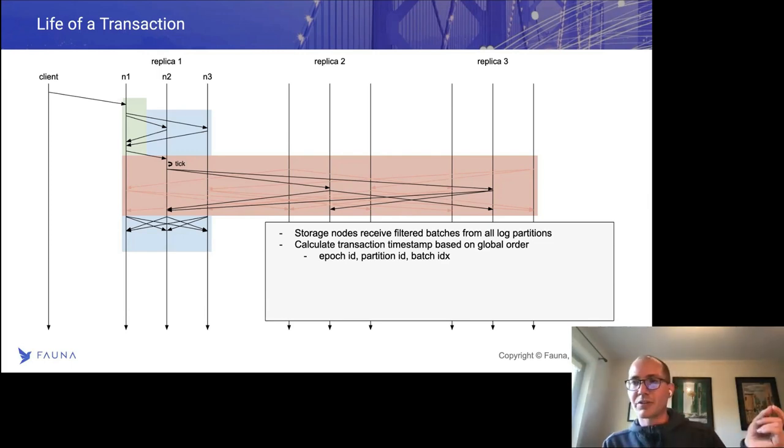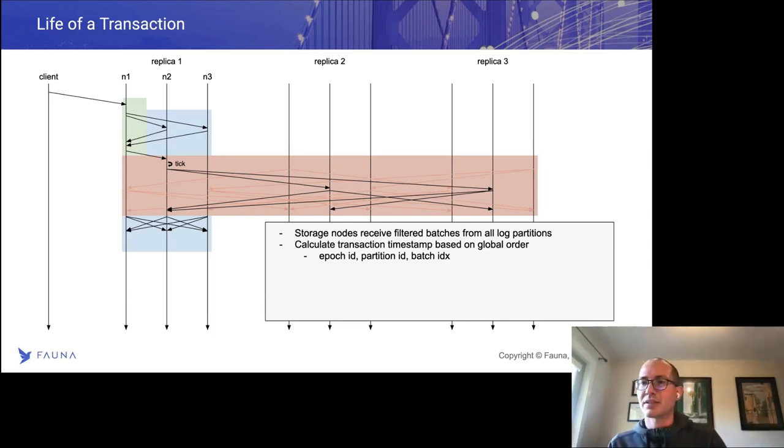So once a storage node has a filtered batch for a given epoch from every log partition, at that point it can actually generate a transaction timestamp for each transaction that it's going to apply. At the sequencing stage, we take transactions in that order, and then we sequence them based on the keys the transaction touches. Two transactions that don't have any key overlap can execute in parallel. Another two that have any key overlap are ordered based on their transaction ID.